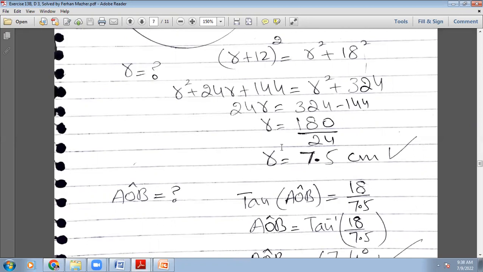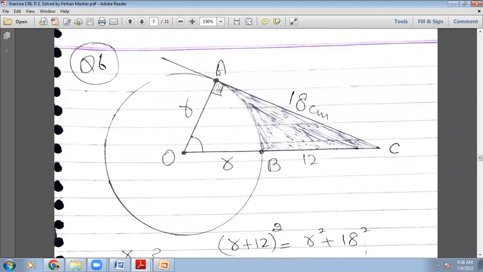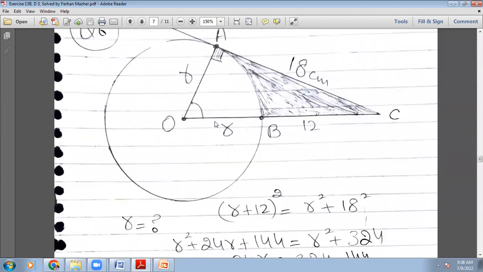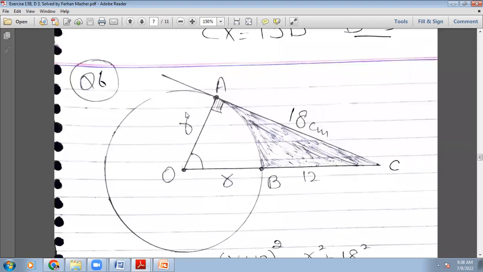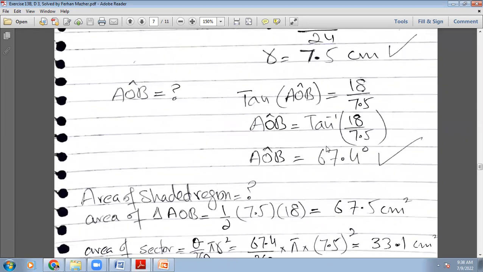So this radius will be equal to 324 minus 144, 180 divided by 24, and that will be 7.5 centimeters. So radius is 7.5 centimeters. This will also be 7.5. So now I can apply the tangent formula, perpendicular by base. Okay, perpendicular by base. So tan AOB will be equal to 18 divided by 7.5.